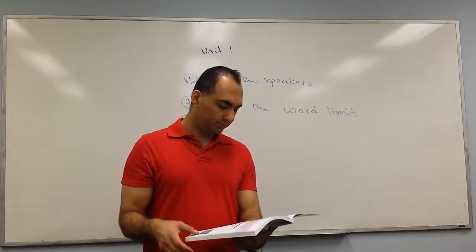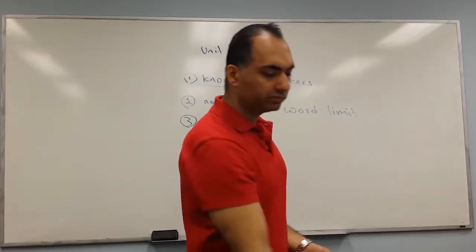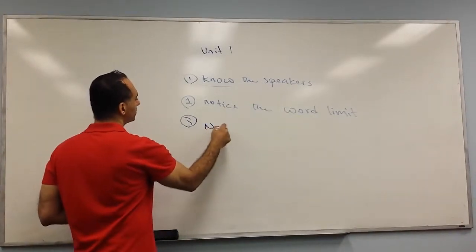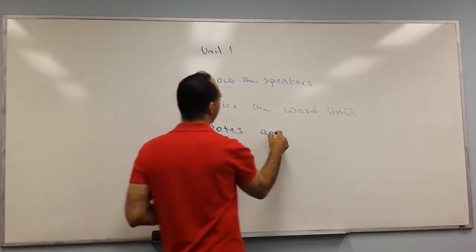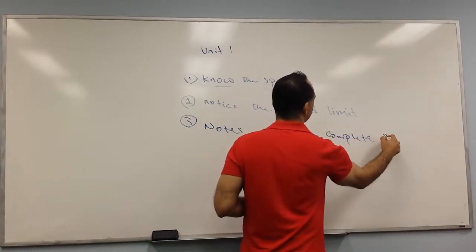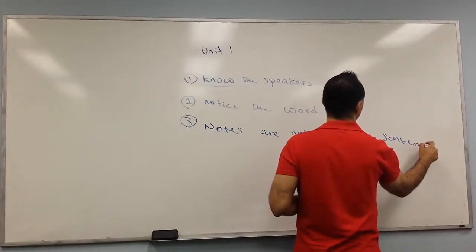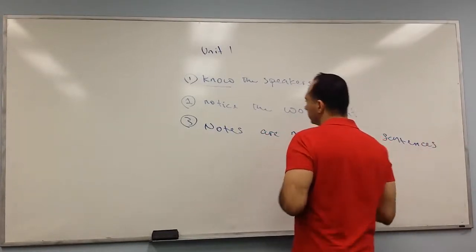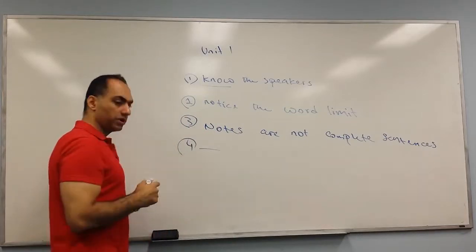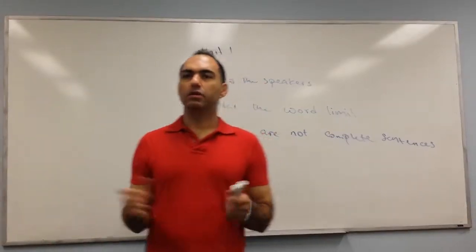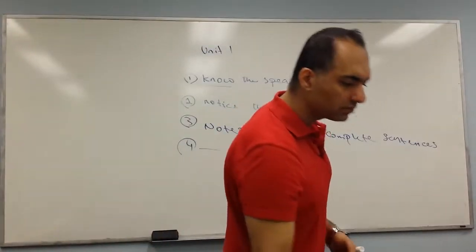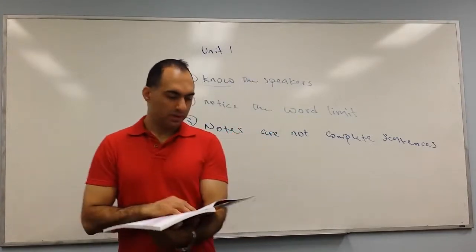All right. That was a good tip too. Unit one is over. Yes? Notes are not complete sentences. There's no four in unit one. So we had covered this basically in all our golden rules.